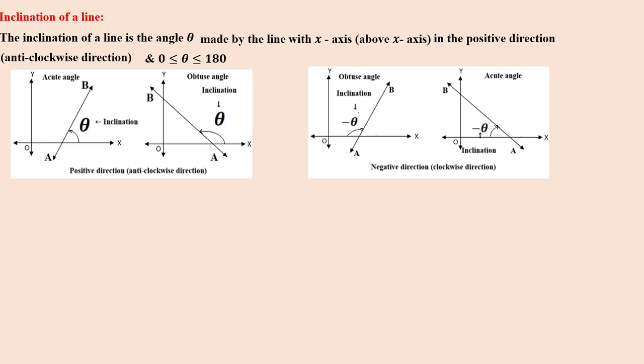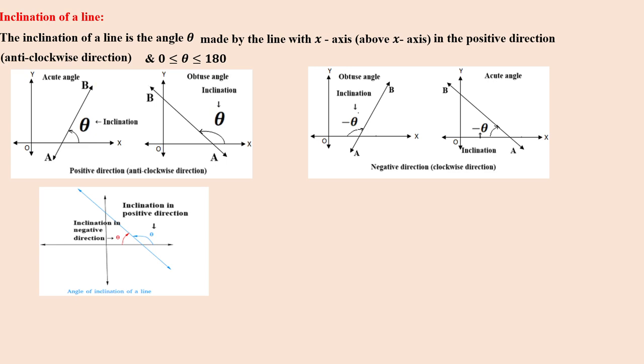Similarly for acute angle, AB is the line which cuts the x-axis, so we are calculating from left hand side to right hand side, that is minus, right? And inclination, that is positive direction. So we are measuring anti-clockwise direction theta. The same line, if we are measuring from the other side, that is left to right, that is clockwise direction, so it is a negative inclination, right? Positive direction and negative direction.